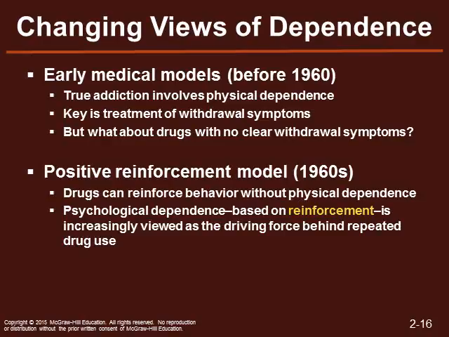So starting in the 1960s, we started to look at this a different way. We started to look at dependence as related to a positive reinforcement model. And we found that drugs can reinforce behavior without actually causing that physical dependence. And that reinforcement is increasingly now viewed as the driving force behind repeated drug use, which makes it a psychological issue, which makes it more complicated to treat.